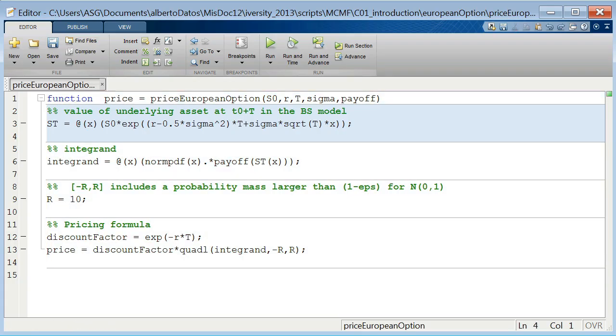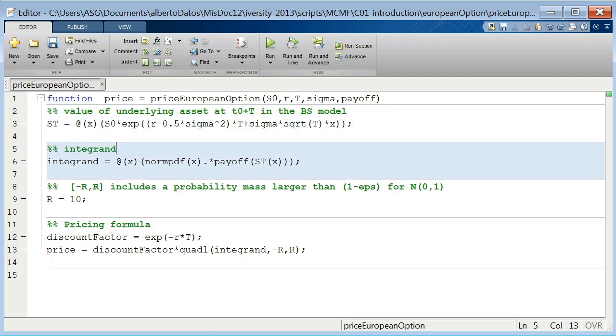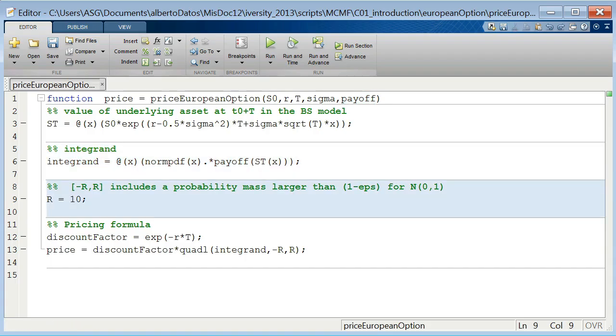The first thing we do is compute the value of the underlying asset at expiry. For this we use the Black-Scholes model expression. Then we define the integrand. The integrand is simply the product of the norm PDF and the payoff of the option, which depends on the value of the underlying asset at expiry. Finally, we define the interval in which the quadrature will be made. This interval is between -10 and 10 because numerically this includes most of the probability of the normal 0-1 distribution.